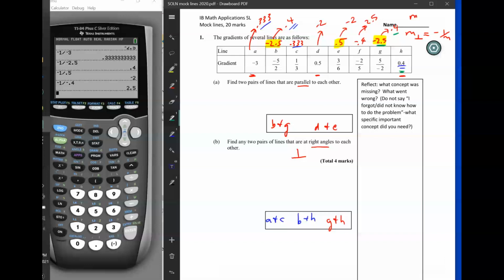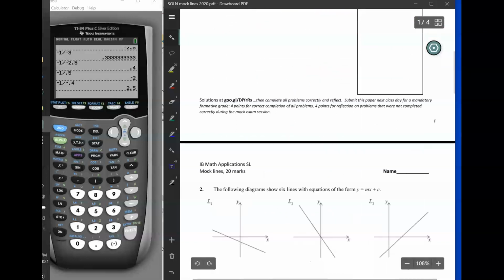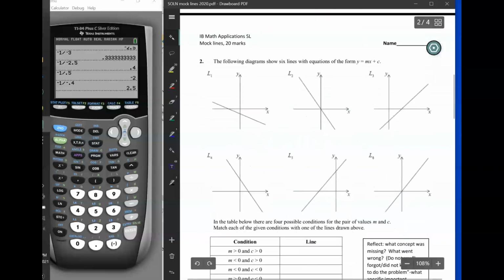And of course, if we would do negative 1 over 0.4, it would just give negative 2.5. We would discover something that we already know, that H is a perpendicular of G and H is a perpendicular of B. It says find any two pairs of lines. So you could put any two of these. You could put A and C and B and H. You could put B and H and G and H. You don't need to put all three as the answer for this one. Okay? All right, next one. See, that didn't take too long.